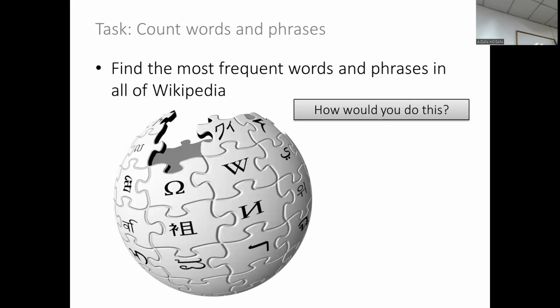I create a dictionary and I will watch each word. And if the word exists in the dictionary, I add one to it. And otherwise I put a new word in. Okay, perfect. So use a dictionary, use a map, right?